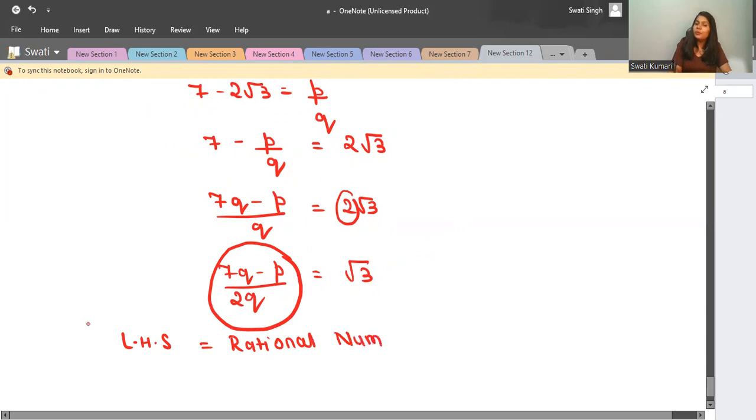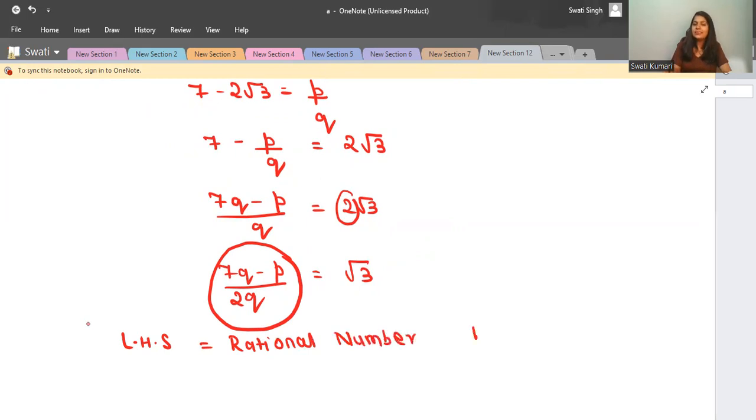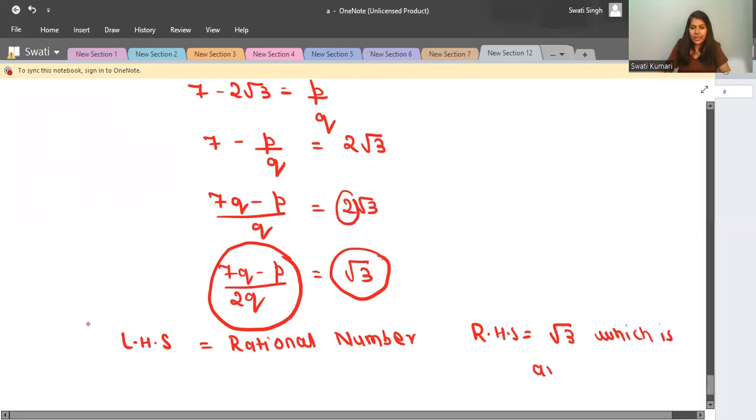But can you notice what you have on the right-hand side? On the right-hand side, you have root 3, which now you know is not a rational number because you have just proved it, right? You just saw the proof. RHS is root 3, which is an irrational number, correct? Which is an irrational number, and that we know.